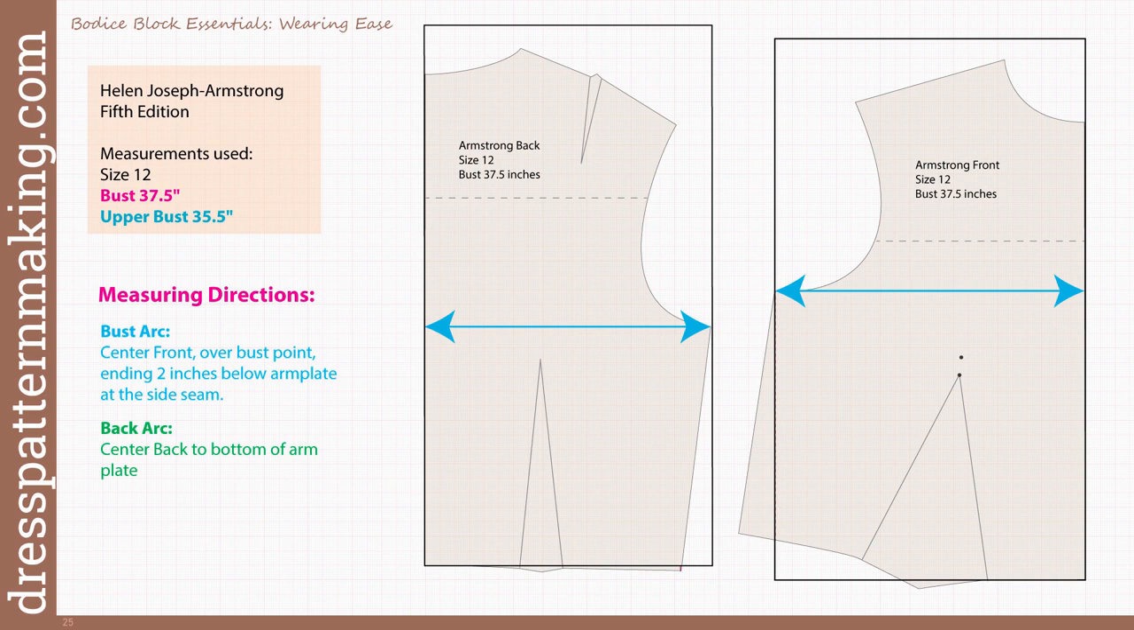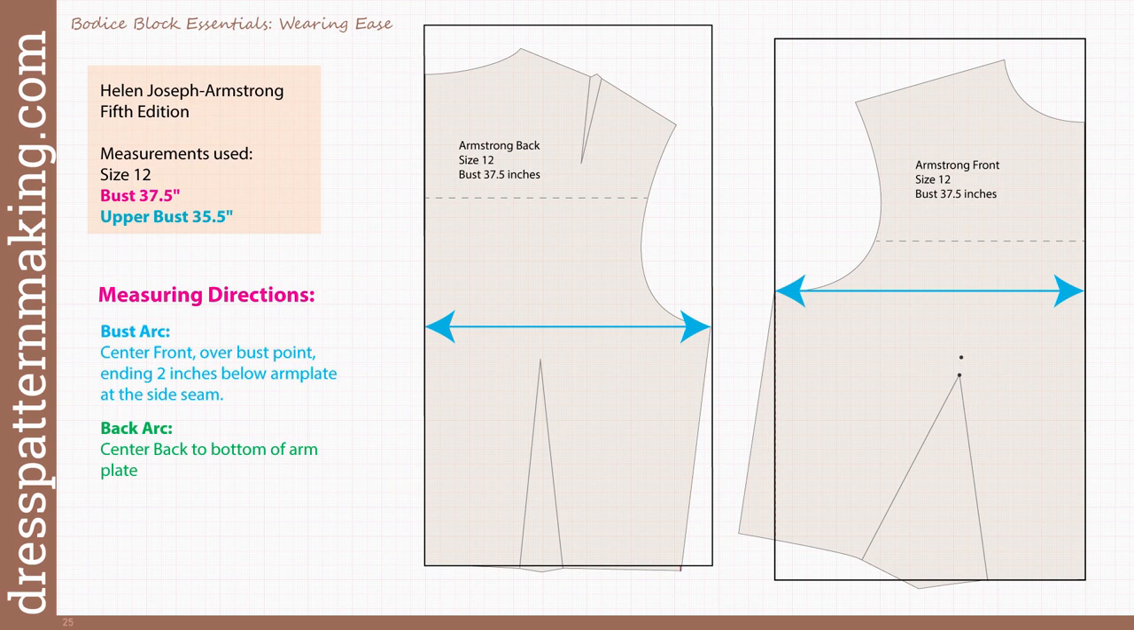This conclusion I came to was reinforced when I did the same test with Aldrich to see how much ease was in her block, and when I looked at the amount of ease in the Vogue and Butterick fitting shells. That amount of 5 inches in the upper bust and 3 inches in the bust seemed to be consistent.